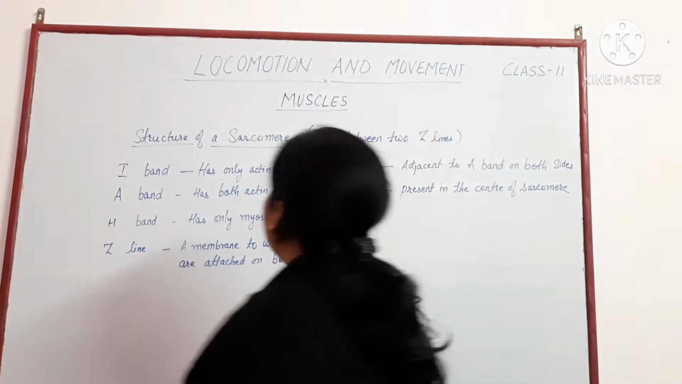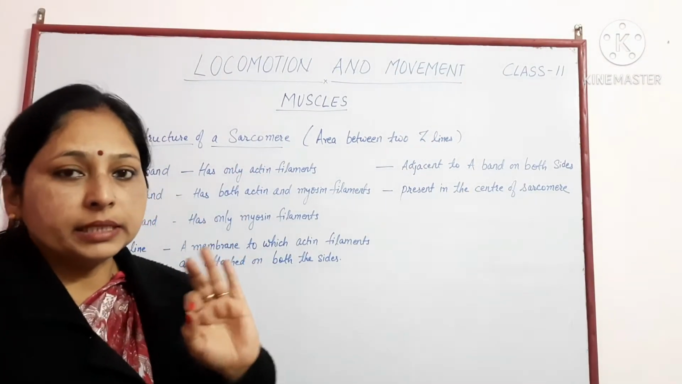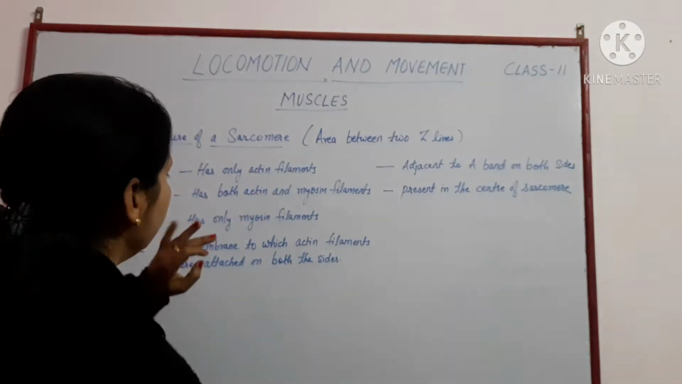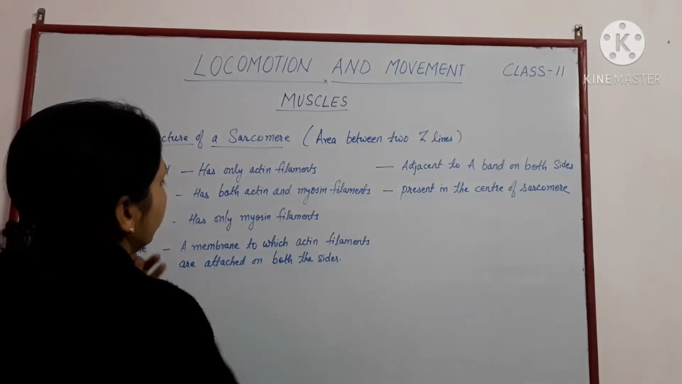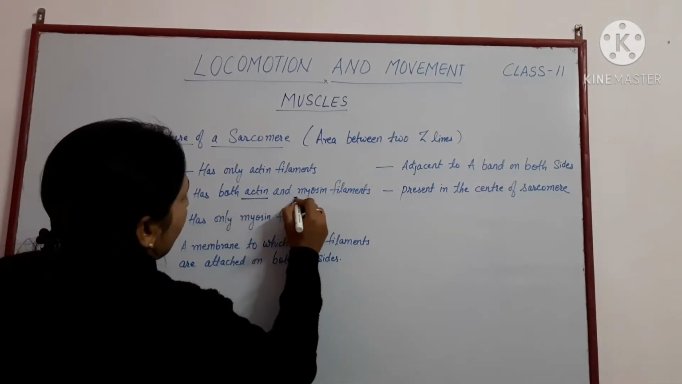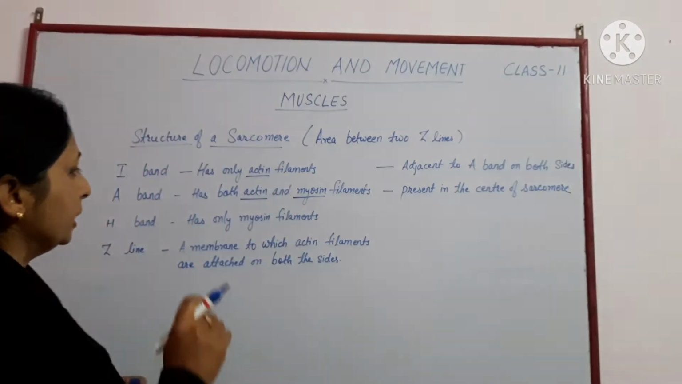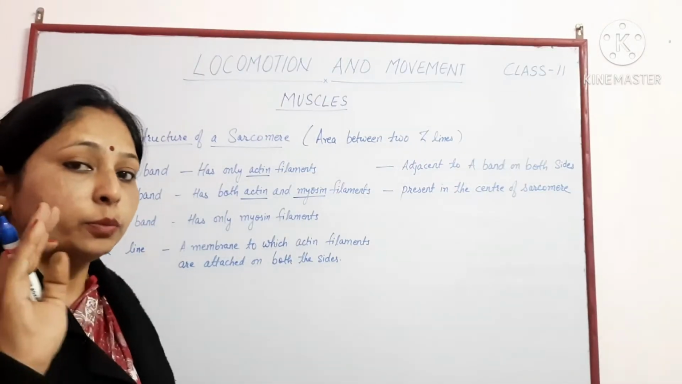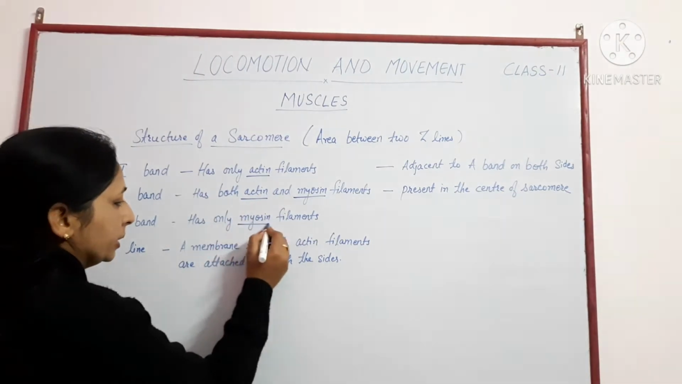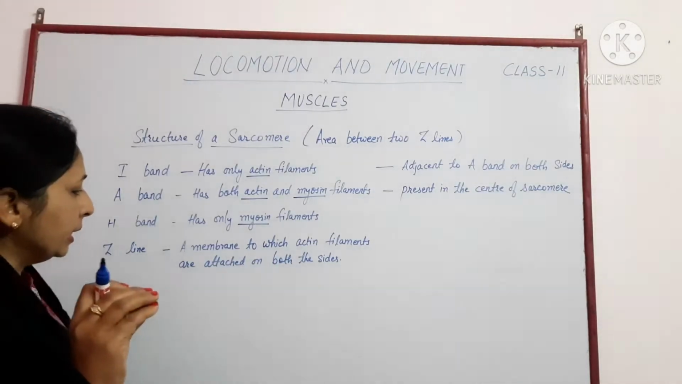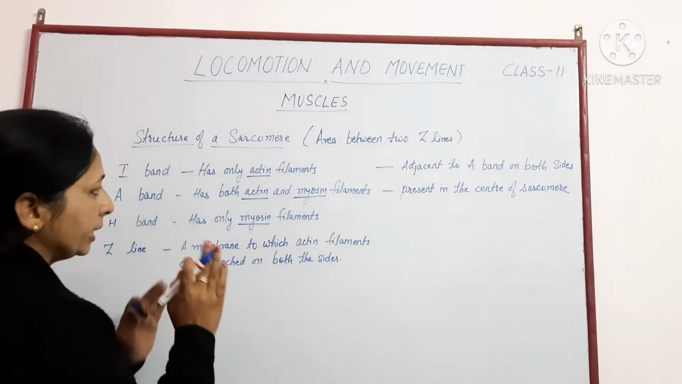Here I band has only the actin filaments. The filaments present in I band are only actin filaments. A band has actin as well as myosin filament. Actin and myosin both. In I band only actin filament is present. Here actin and myosin filaments both are present. H band has only myosin filament. Z line is a membrane to which actin filaments are attached on both the sides.